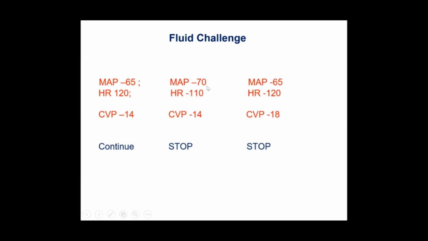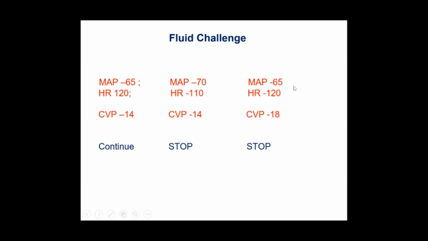Here, mean arterial pressure 70, heart rate 110, CVP is 14. Now see, the target endpoints have been achieved, although the limitation has not been crossed. But since the target endpoints of variables which we had decided before instituting the fluid therapy have been achieved, we should stop here. So we will stop the fluid.